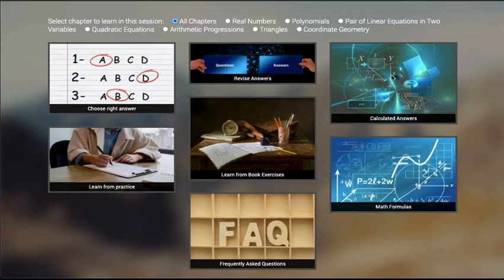We will have problem solving using calculated answers. They can learn from looking at the book exercises. They can have learning from practices. We'll also show some formulas if it's a math or any other subject where formulas are available. So we'll give a snapshot of various important formulas and how they are derived. And we'll also look at some frequently asked questions.